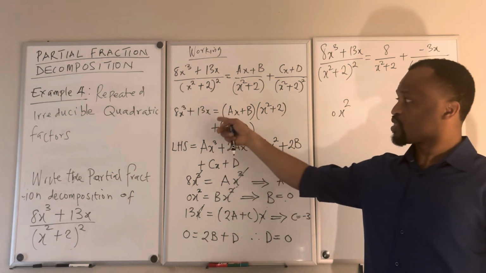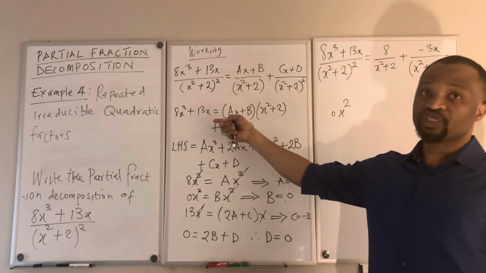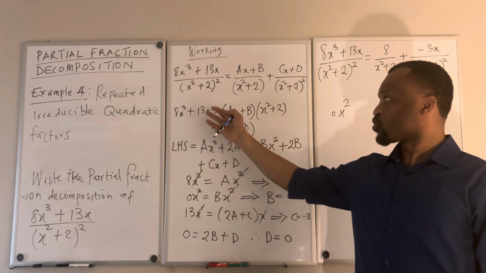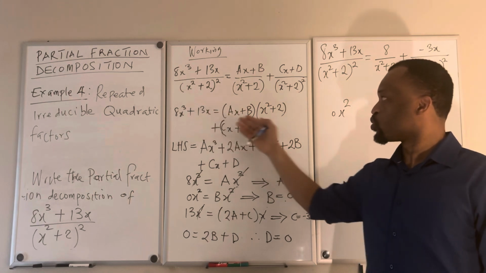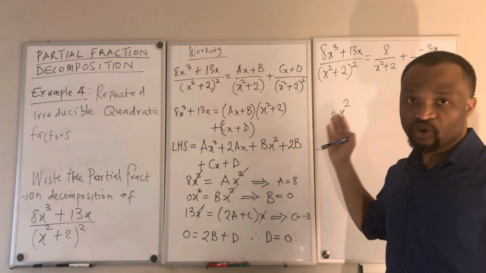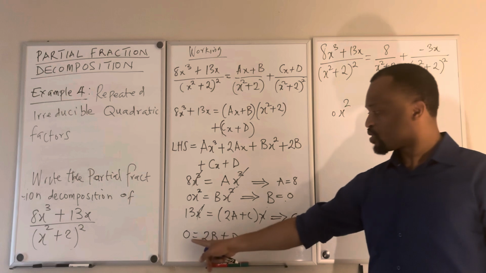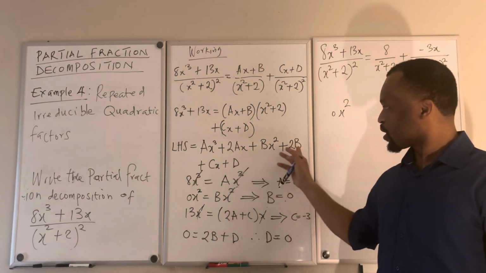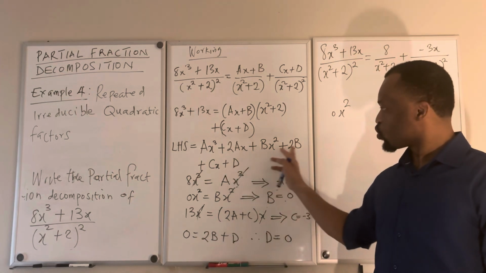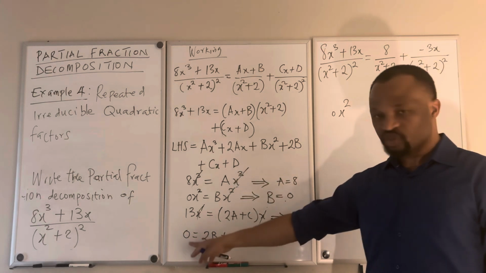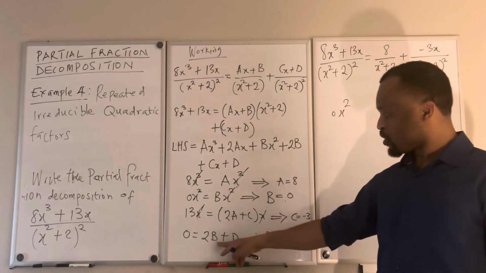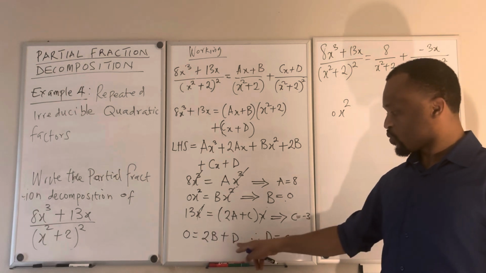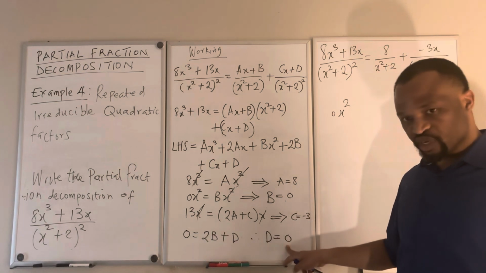The next constant here, that is not written, is the 0 constant. We equate it with every other constant we'll have on the right hand side. So we'll say 0 is equal to 2b plus d. Okay, 2b and d are the only constants here. We equate it to 0. Since b is known, we substitute b into this equation, and therefore we have d equal to 0.